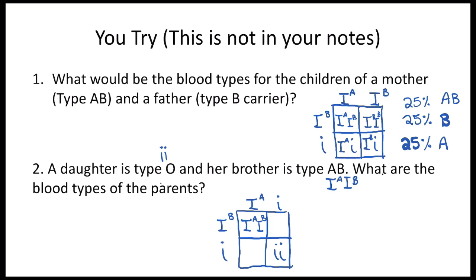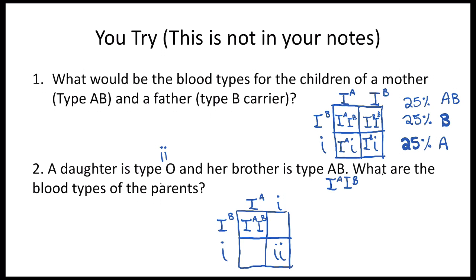as O is recessive. For number 2, a daughter is type O, meaning ii, and her brother is type AB. What are the blood types of the parents? Kind of like the last question, except this time we're working backwards from the children. I explained the offset boxes because there's no overlap in alleles. But in order to be type O, which is the recessive allele, you'd need to get the lowercase i allele, or the O allele, from both parents.